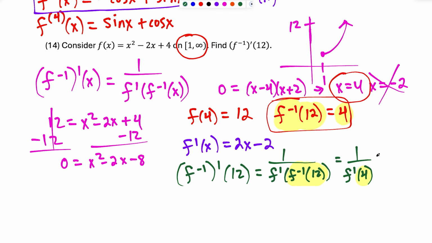Okay, so now next, I just plug in 4 to my derivative. So I have 1 over 2 times 4 minus 2. And this is going to simplify to 1 over 8 minus 2, which is 1 over 6. So this is our value here for f inverse prime at 12.